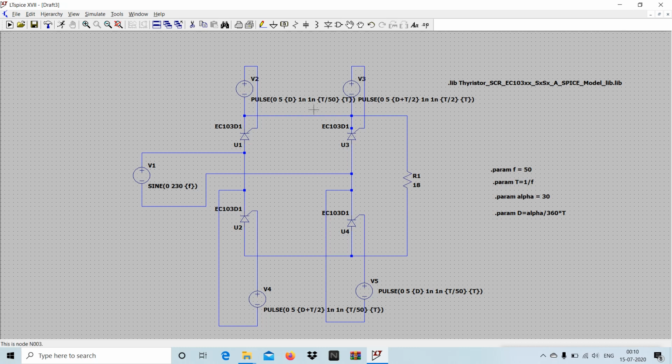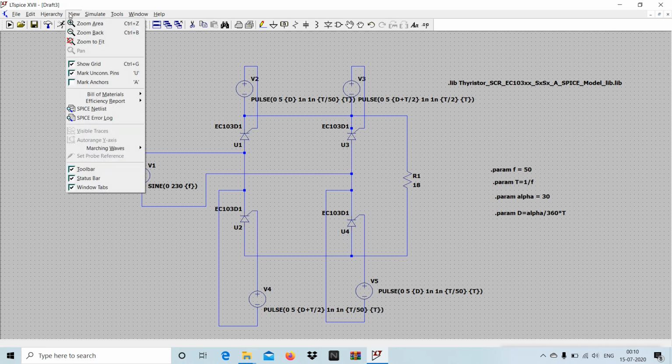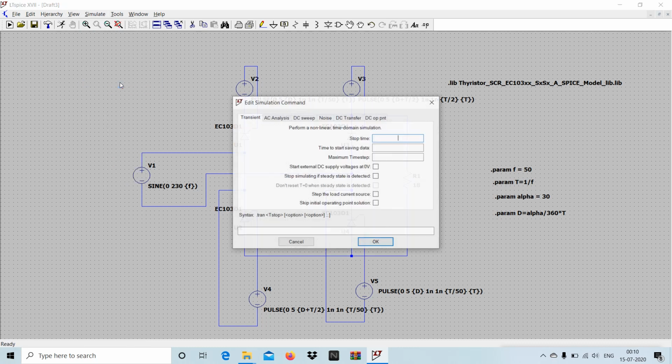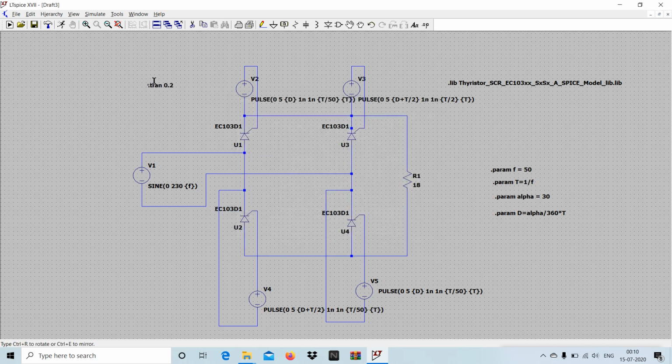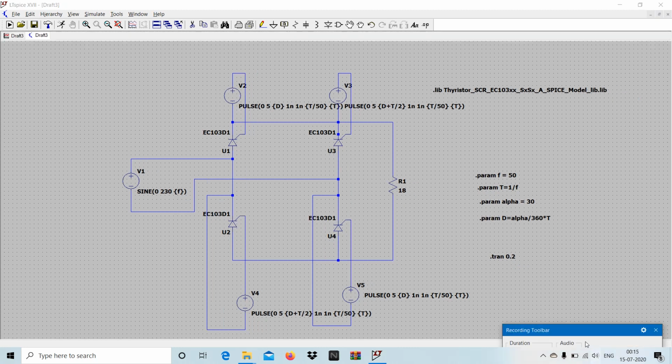Now we have given all four pulse values over here. F is also given, R1 is given. Fine. Now we'll go to Simulate, Edit Simulation Command, 0.2. Almost done. Now we have to connect the ground terminal over here.